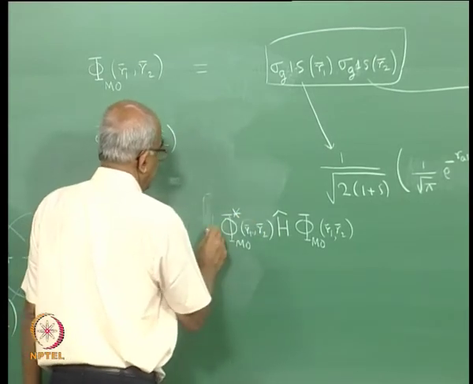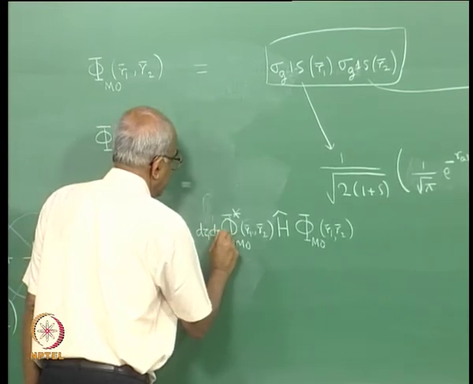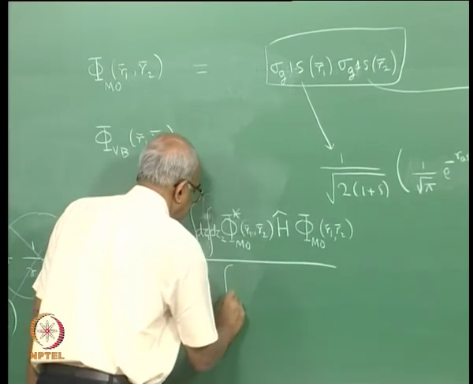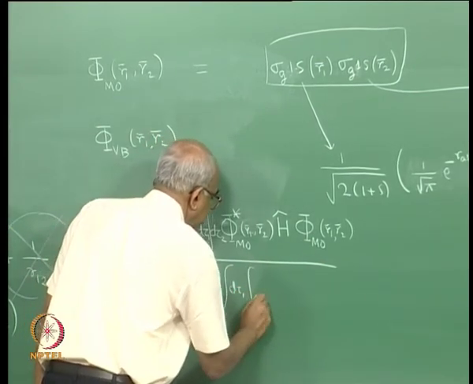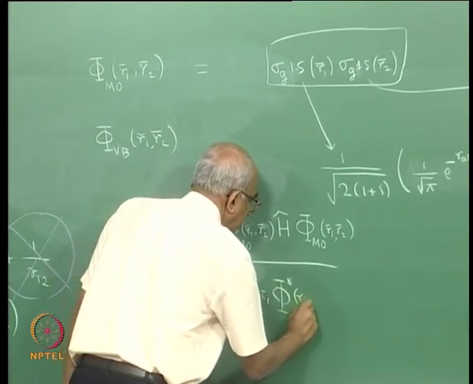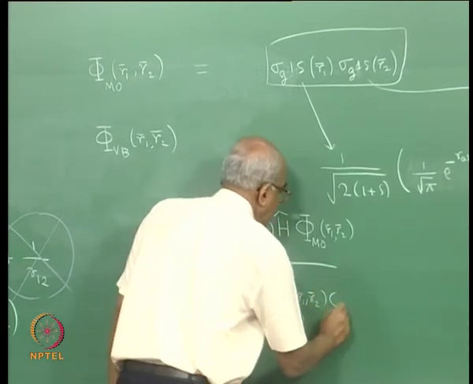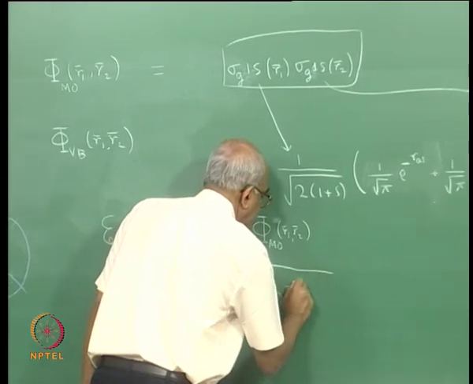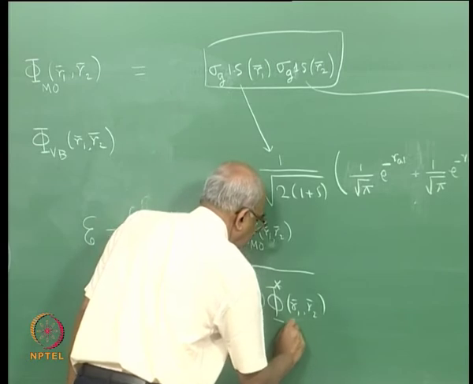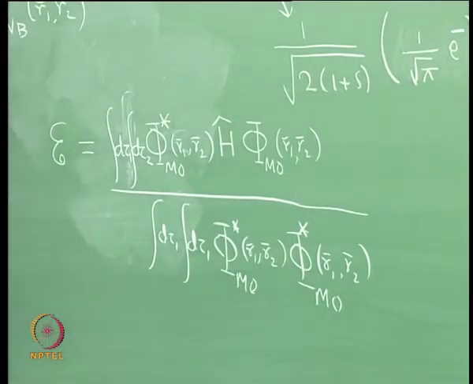and then you will have to integrate over d tau 1 for the first electron, d tau 2 for the second electron, and divide by the integral d tau 1 d tau 2 phi star R1 R2 MO phi R1 R2 MO. So, this is the way in which I will calculate script E.